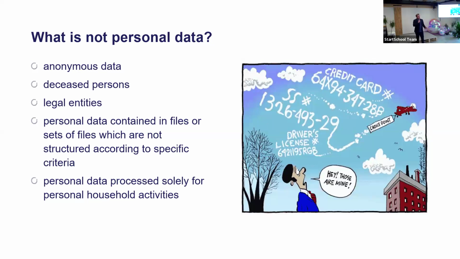Same with legal entities. Legal entities are not natural persons, and data protection rules do not apply to information about legal entities, their representatives, etc. And also when it's not organized.